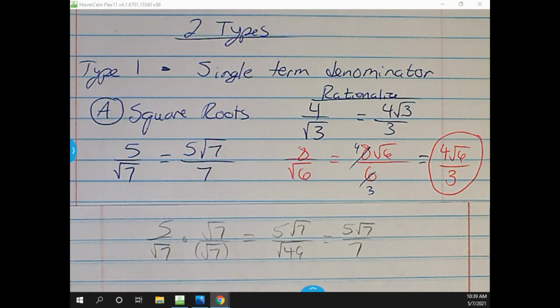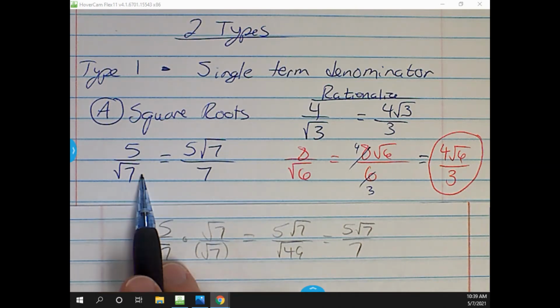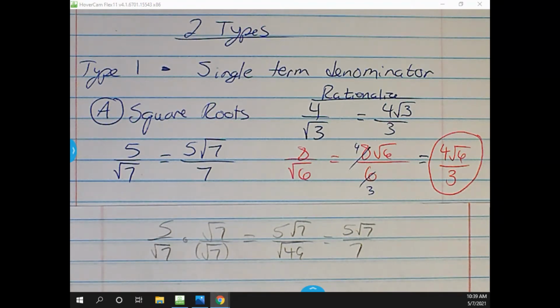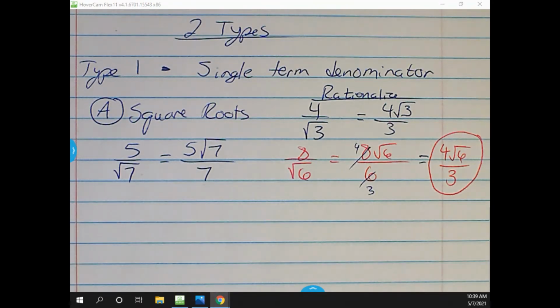But we said, all right, really what we're doing is we're just moving the square root from the bottom to the top because we're multiplying it. And on the bottom, when we multiply by square root of 7, we get 7. So we were kind of squaring the bottom, but not necessarily squaring the top. So we were kind of just multiplying the top and bottom by square root of 7.